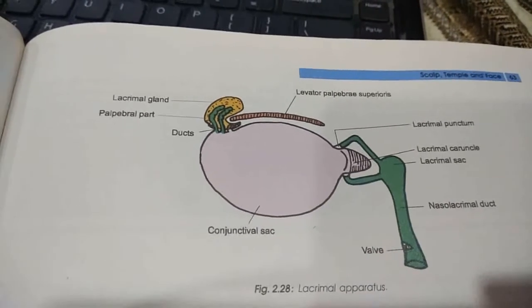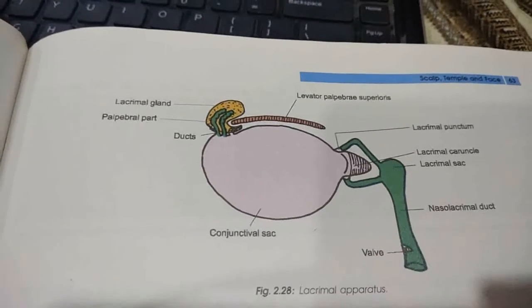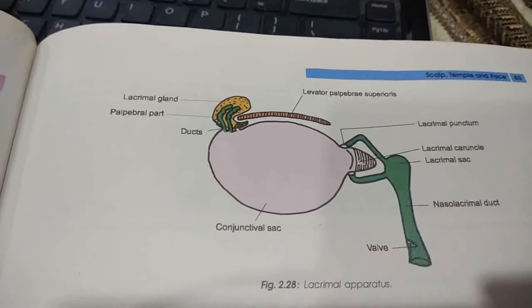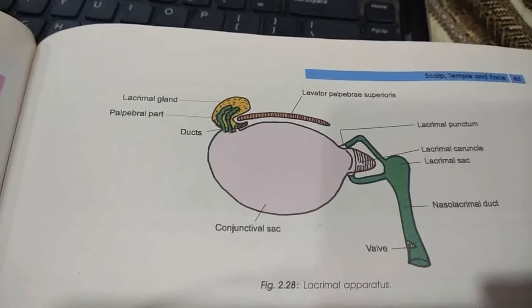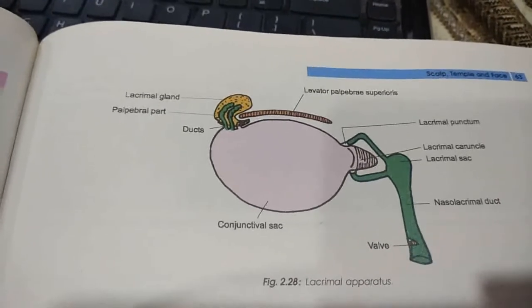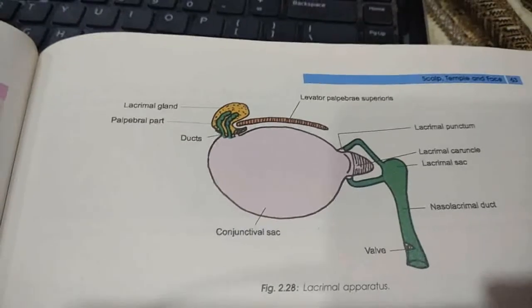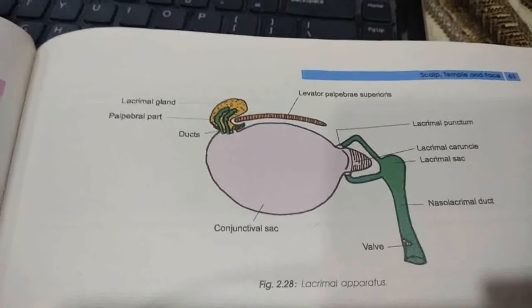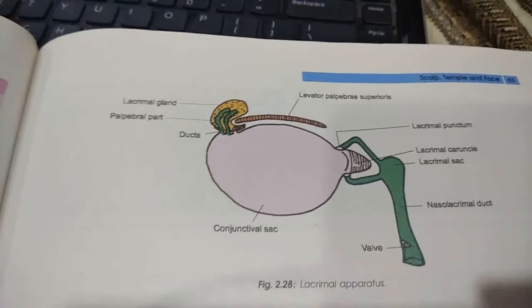Lacrimal apparatus means the secretion and drainage of lacrimal fluid is the function of the lacrimal apparatus. So the structures which are involved in the secretion and drainage of tear fluid, which are they? It is made up of the following parts.